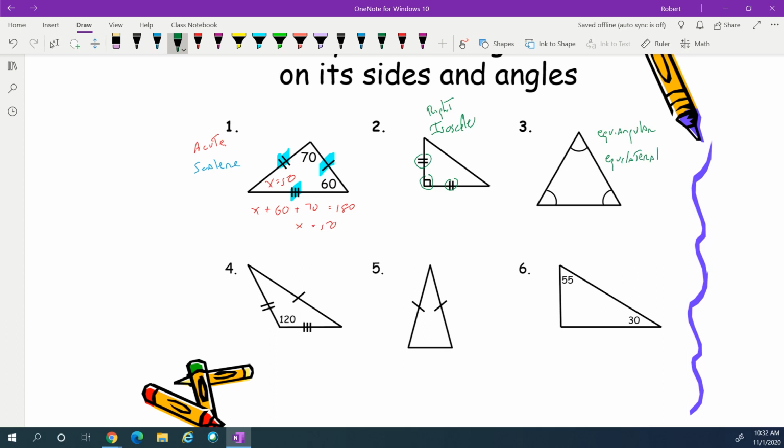Now, again, we can say it's acute because all three angles have to measure 60, but equiangular covers that already. In number 4, look at the angle. We clearly have an obtuse triangle. And looking at the sides, we can also say scalene.